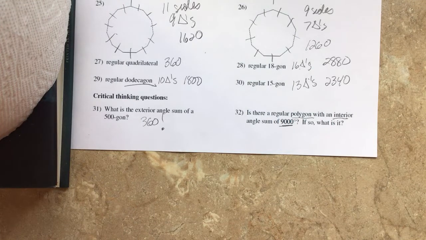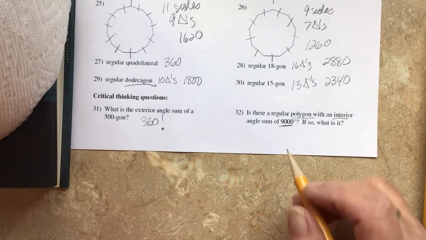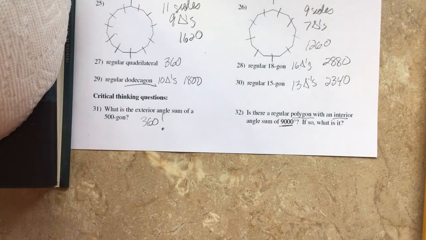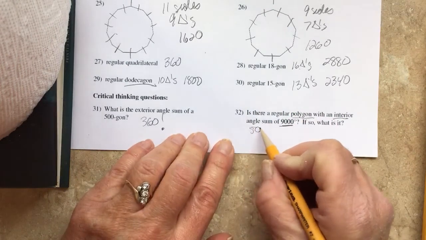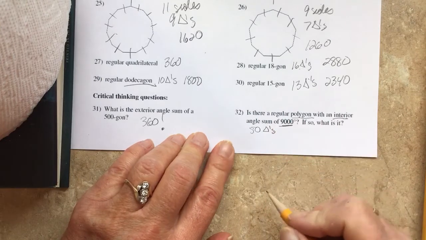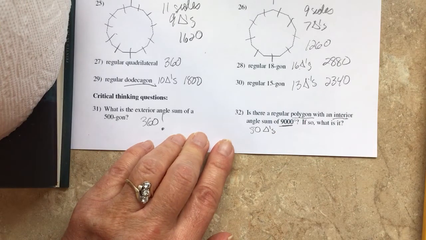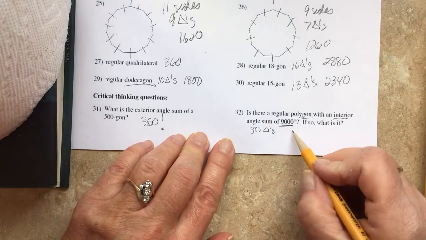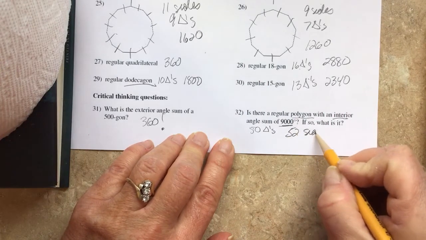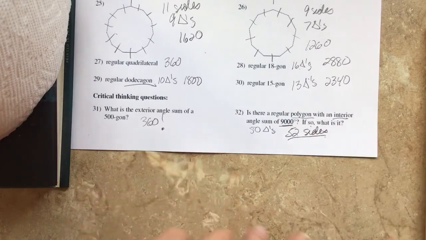Well, here's what I would have to do. If the interior angle sum has to be the number of triangles, all right? So I have to see if 9,000 is divisible by 180. And it is. 9,000 divided by 180. It is, it's 50. So there's 50 triangles. So if there's 50 triangles, then there would have to be 52 sides. So that would be a polygon with 52 sides.